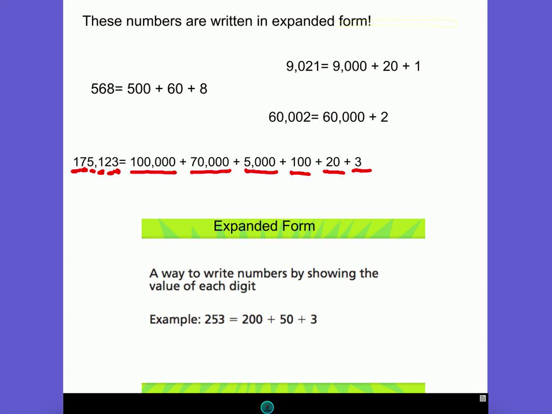As you can see, I started all the way to the left. As I pointed to each digit, I recorded its value. Then I kept moving on to the next place and so forth.